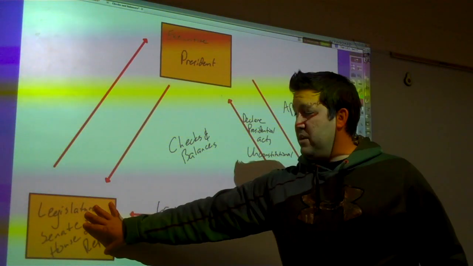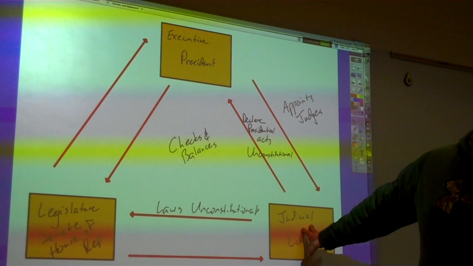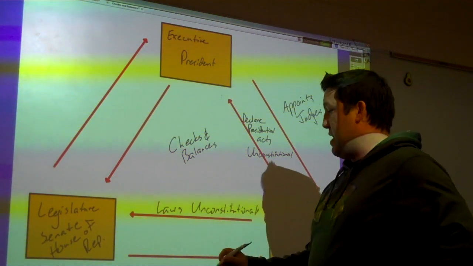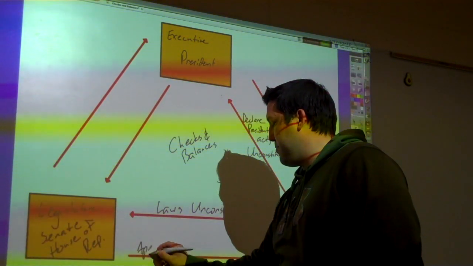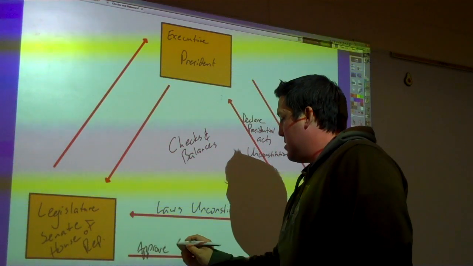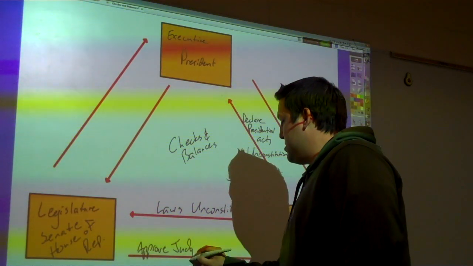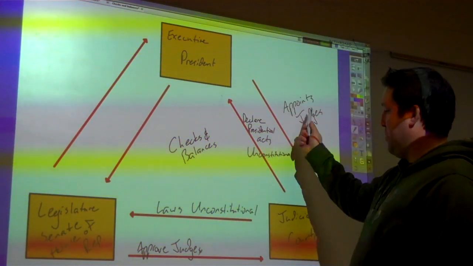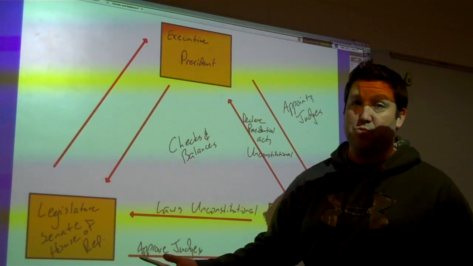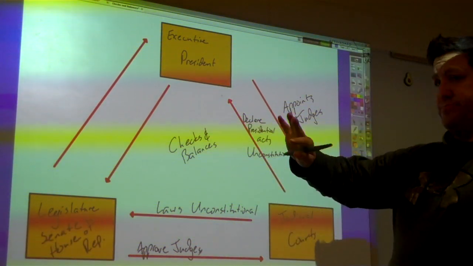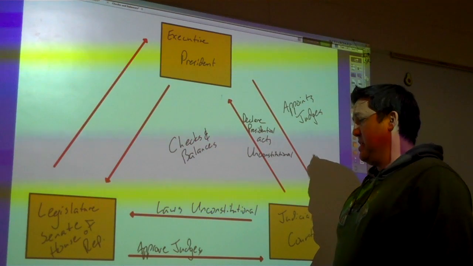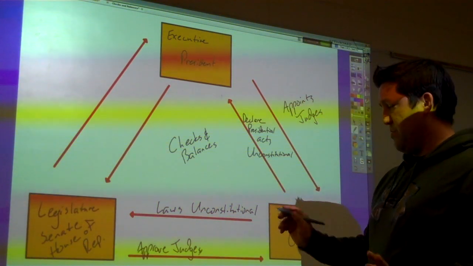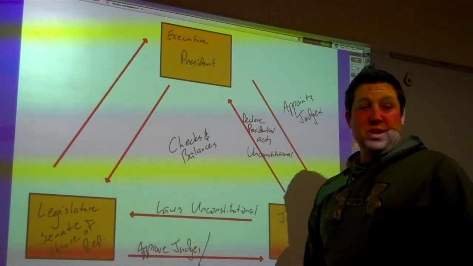So how does the legislative branch check the judicial branch? Well, they have to approve the judges. Okay, so the president picks them, but Congress has to approve them. They can say, that guy's a little weird. They're a little crazy. You know, they have some things we don't agree with. We're not going to accept that one.